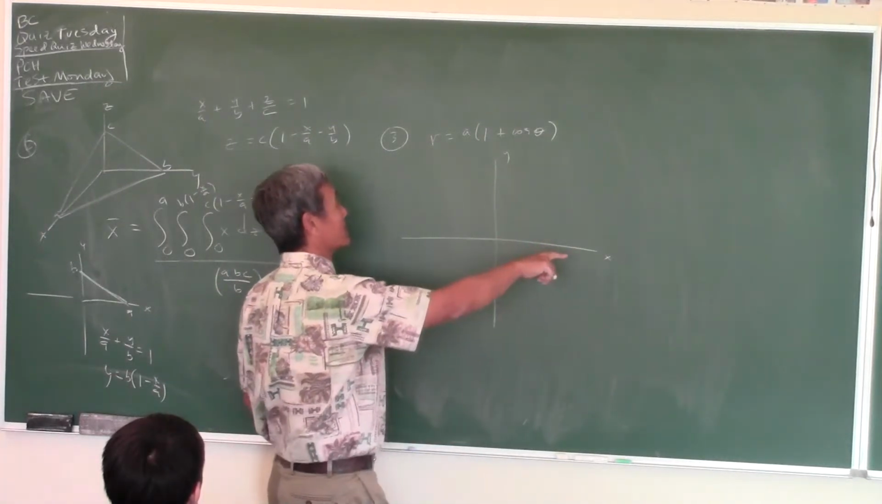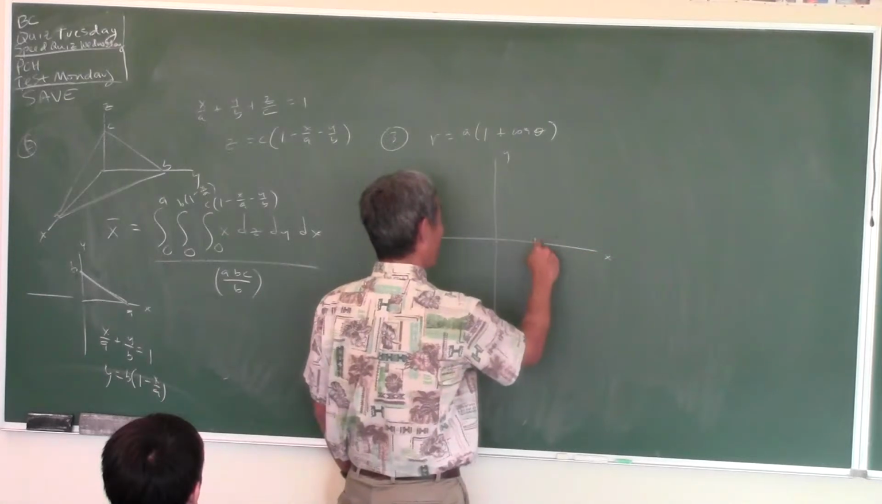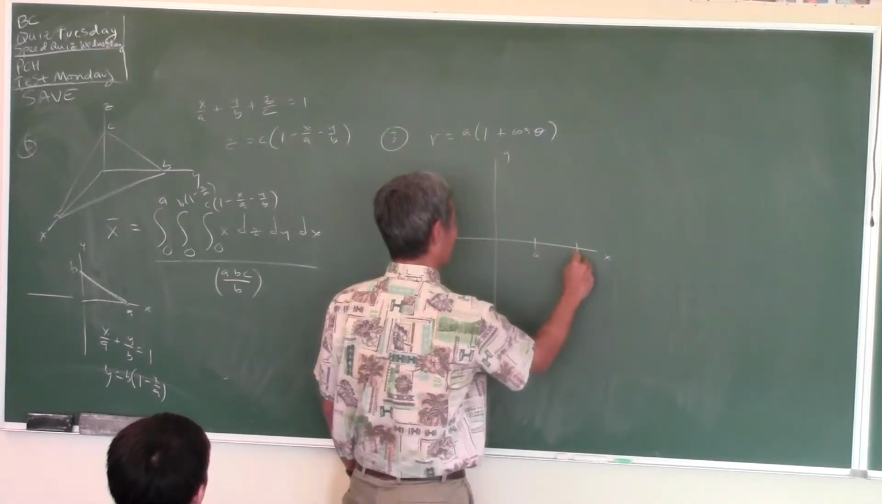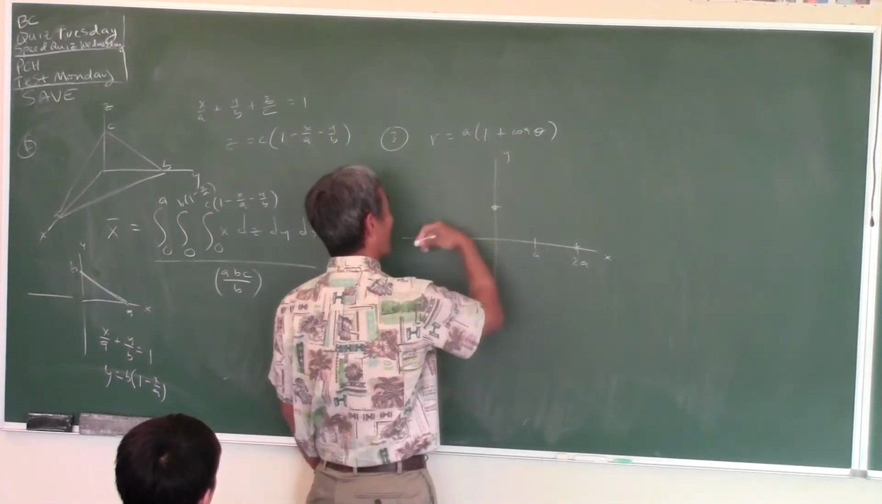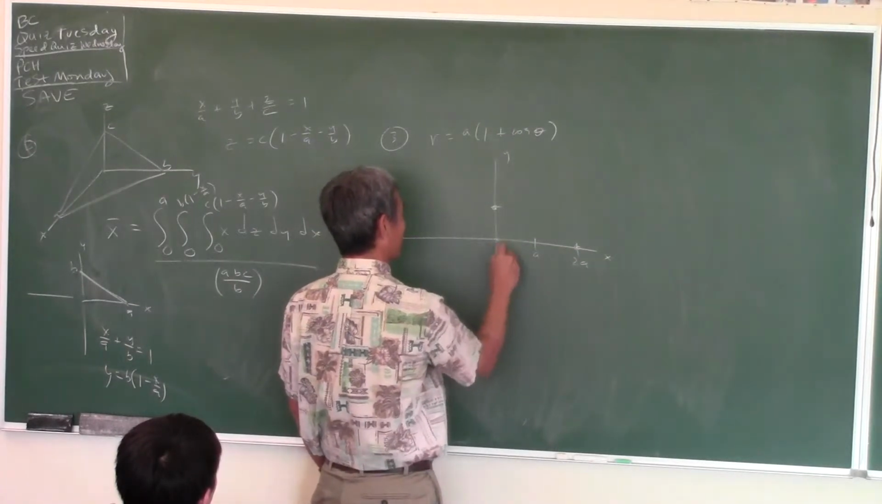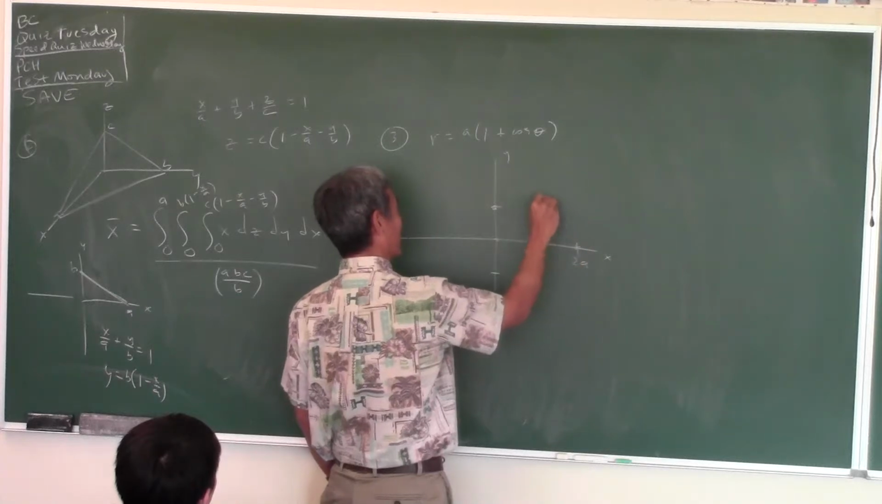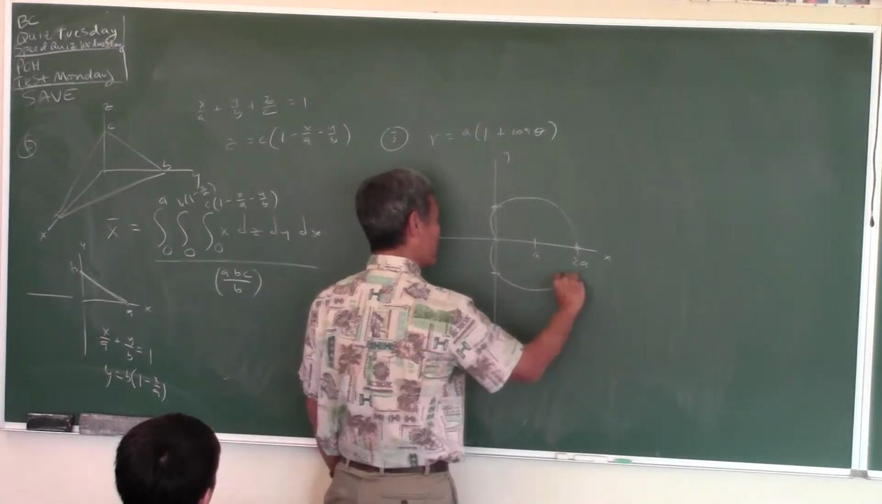So if you plug in 0, you get 2a, correct? Yeah. Okay, what happens when you plug in pi over 2? You get a. Pi, 0. 3 pi over 2, a.